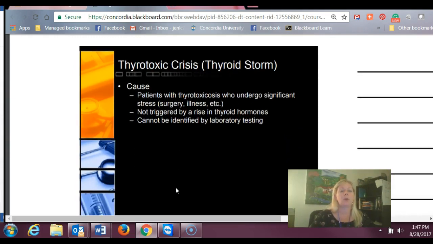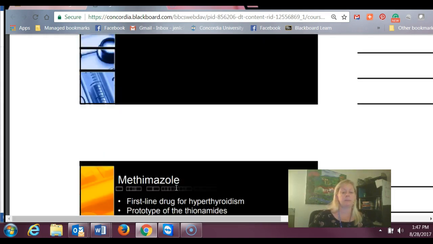Okay, so thyrotoxic crisis is a thyroid storm. Patients with thyroid toxicosis who undergo significant stress, surgery, or illness, it's not triggered by a rise in the thyroid hormones. It cannot be identified by laboratory testing. It's basically people that have gone through a lot of stress and it throws off their thyroid hormone, and it comes on pretty suddenly.